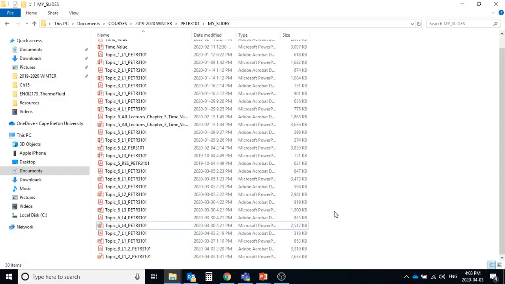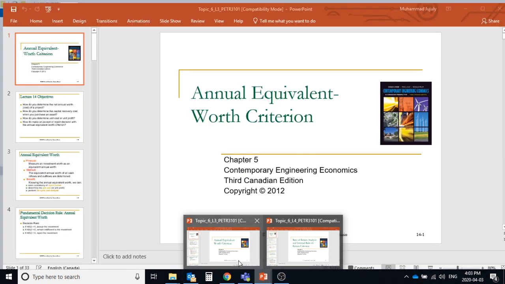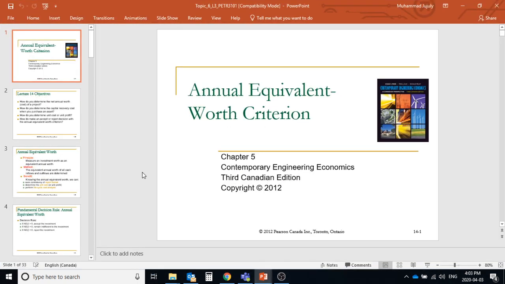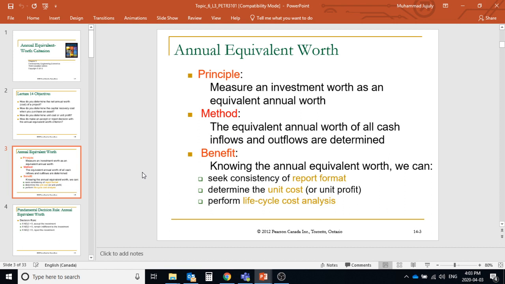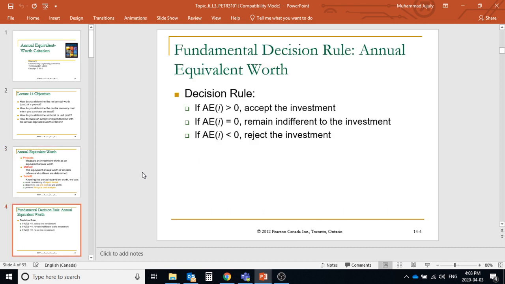So this is about lecture 2, and lecture 2 is done. We have started lecture 3 in our class, but at that point the class was postponed. So it is about the annual equivalent worth criterion. Just like the present worth and future worth, we have the same principle or decision making rule for the annual equivalent worth also. And what is that?